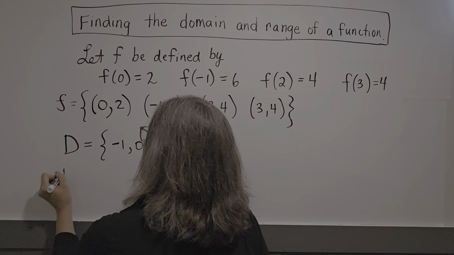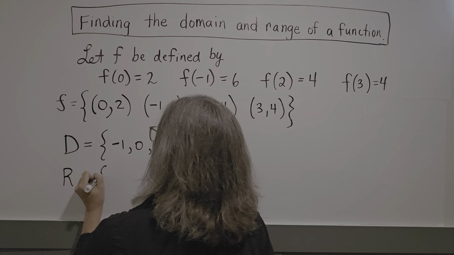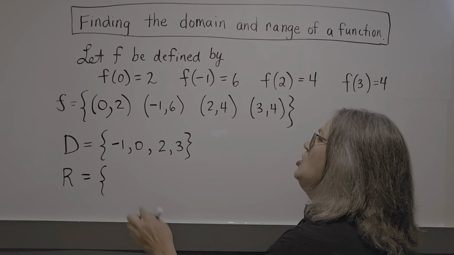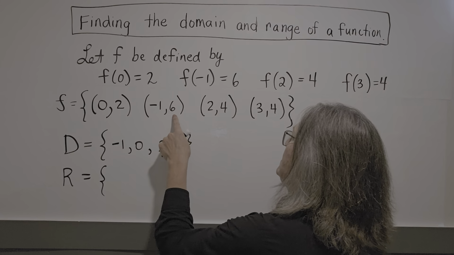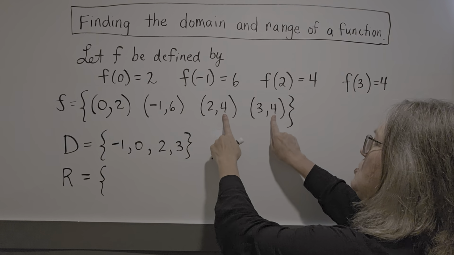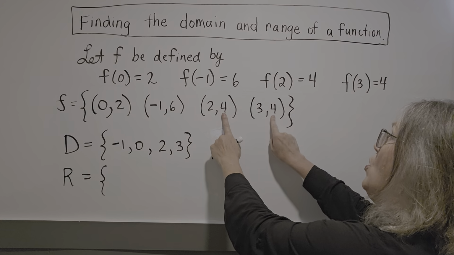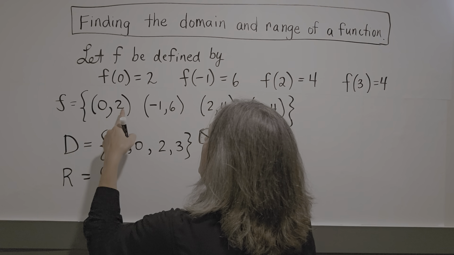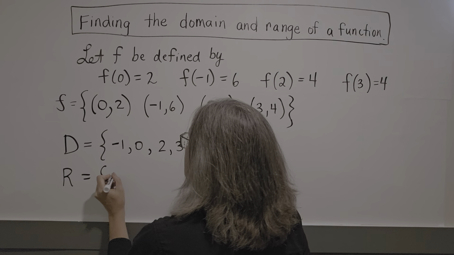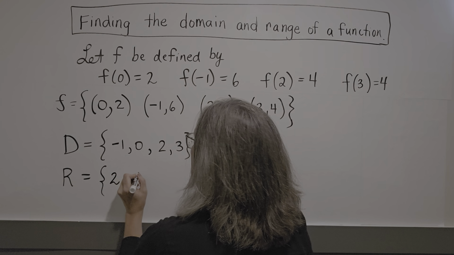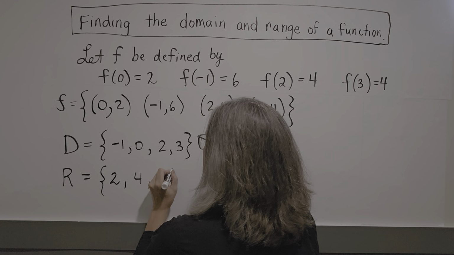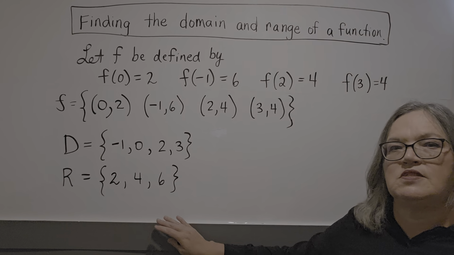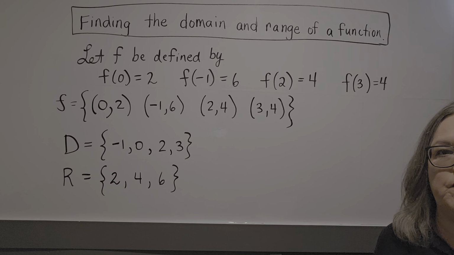And the range is the possible outputs. So we have 2, 6, and then we're not going to write this twice. We're just going to have 4 listed once. You only put each element in the range listed once. So 2, 4, and 6 are all the possible outputs. That's the range. It's that simple.